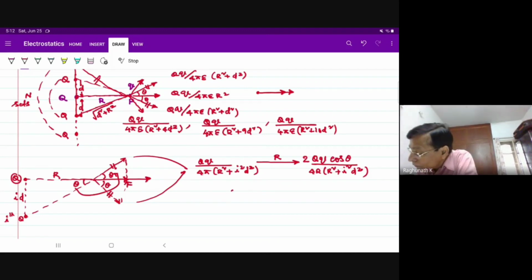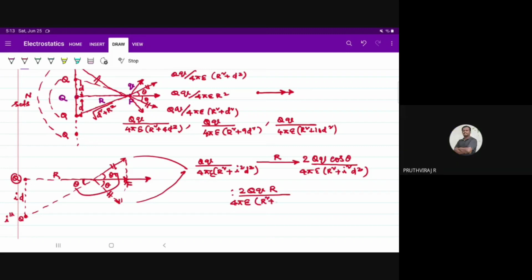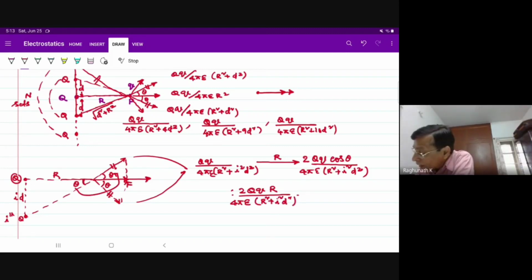It is equal to, if you can check it, 2 into capital Q, small q divided by 4 pi epsilon times cos theta. What is cos theta in this triangle? R by root of r square plus I squared d square, whole power 3 by 2. Now, cos theta is R by root of r square plus I squared d squared, correct? Yes, sir.